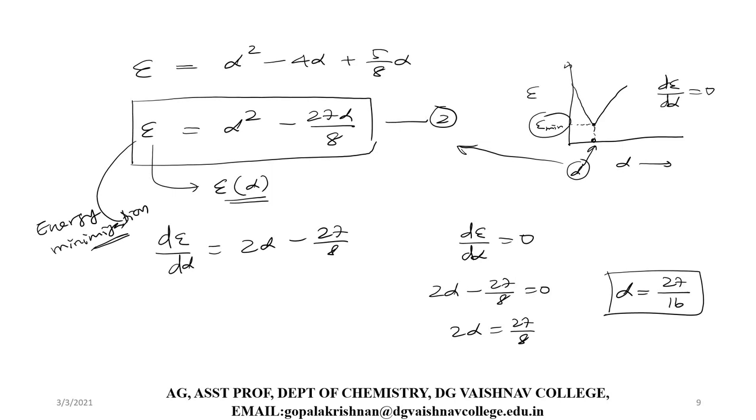What is the value of 27 by 16? 27 by 16 will give you 1.6875. Alpha value is 1.6875. Listen, this value is less than 2. This value is not equal to 2. So alpha value is less than 2.